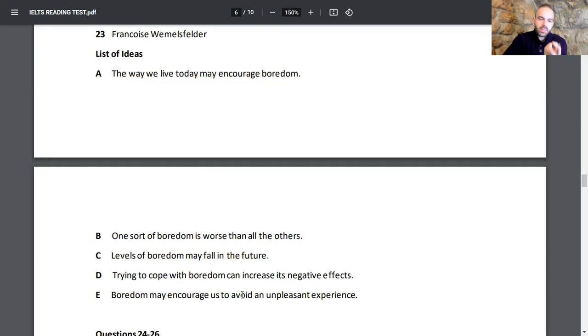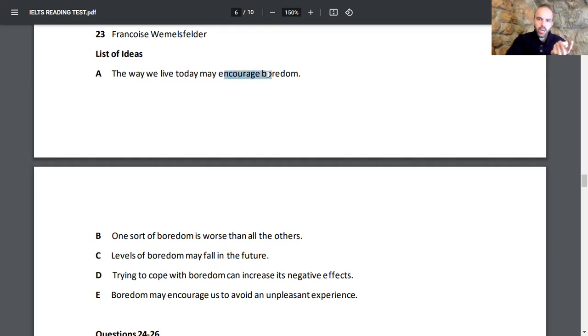So who said that? Number E, boredom may encourage us to avoid an unpleasant experience. So boredom might help us to avoid any ugly experience or any negative experience. Unpleasant means not good. Okay, so what I just did right now is I have read all the sentences very well. I have underlined the keywords. So we have a lot of keywords.